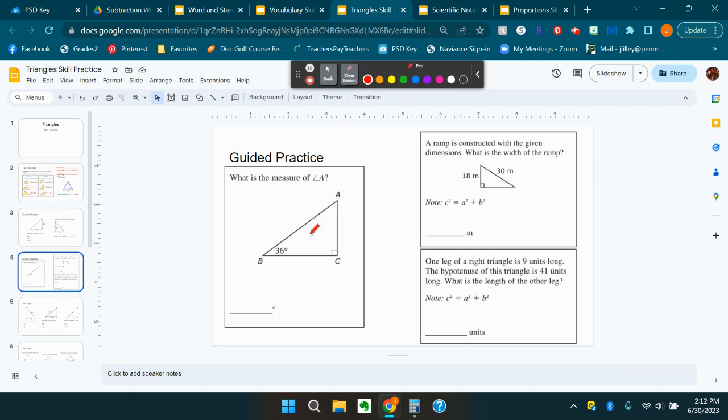In the next example, they give you the measurement of angle B, 36 degrees. They use that box symbol, so we know that the measure of angle C is 90 degrees. And they want to know, what is angle A?